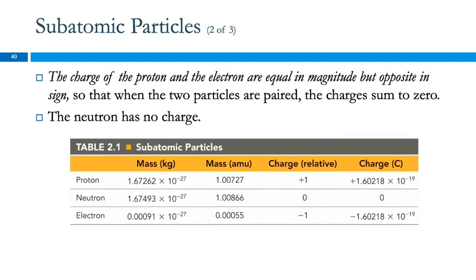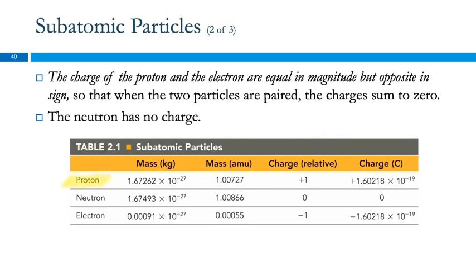The charge on the proton and the electron are equal. They're just opposite in sign. That's important to know. So if you have 1 proton and 1 electron, when they are together, their charges add up to 0. The neutron is neutral. It has no charge. So some of the stuff in this table you need to know, and some of it you don't. So I'm going to highlight what you should memorize.